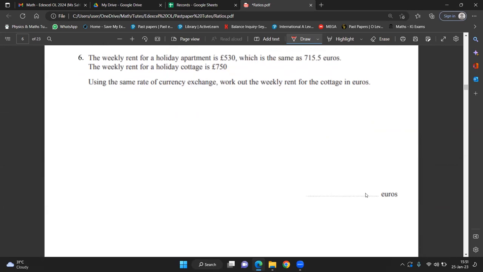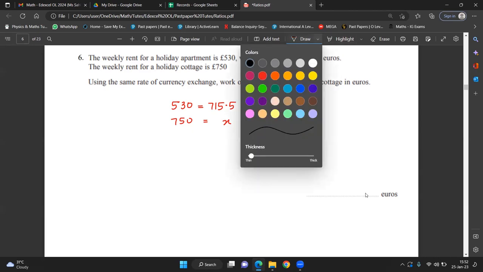The weekly rent for a holiday apartment is £530, which is the same as 715.5 euros. The weekly rent for a holiday cottage is £750. Using the same rate of currency exchange, work out the weekly rent for the cottage in euros. Okay. Suleiman, tell me what's the formula we have to write? 530. Very good. 750. How many of you came up with this? Okay, very good. Now let's cross multiply to get the answer.